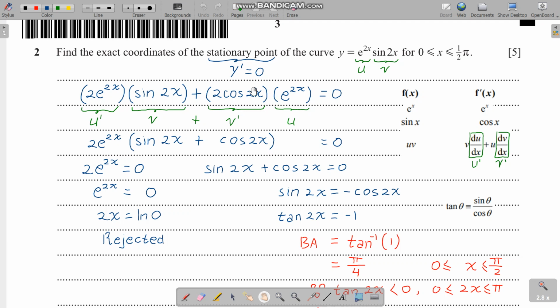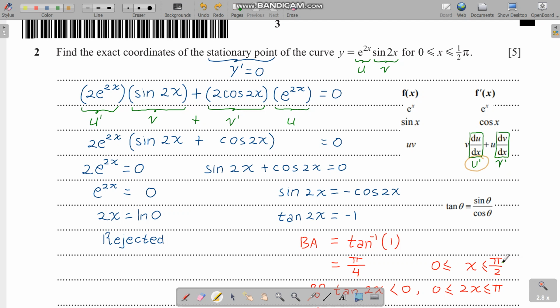This is about differentiation. Find the exact coordinates of the stationary point of the curve y equals e to the 2x sine 2x. So first of all, stationary point means y prime equals 0. To find the y prime, we need to use the product rule because we have a multiplication. We have u times v, and the MF19 formula says the derivative is u prime v plus v prime u.